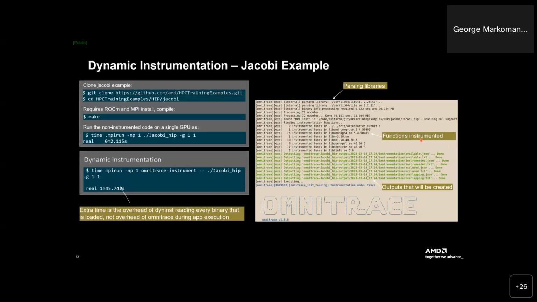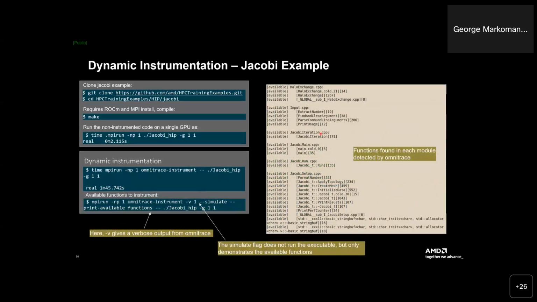And here we can see, while we compile and while executing all of the stuff, the functions instrumented and the passing of the libraries, etc. And we can do a trick. What is that? We can execute omnitrace-instrument -v 1 --simulate. This means it doesn't run this command, but simulates it. Print available functions, -- Jacobi.